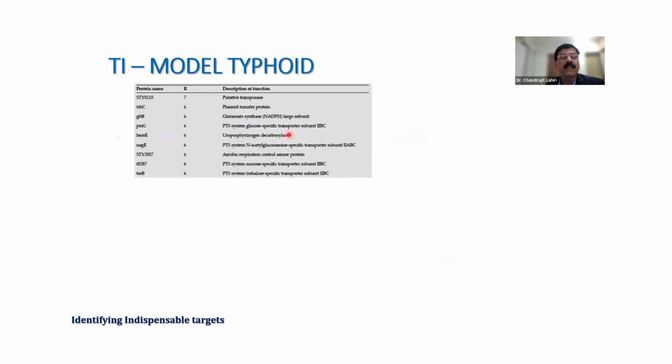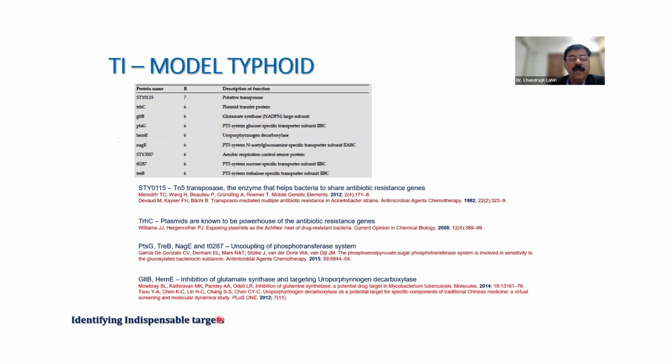And you will be surprised that whatever I've seen, no one has worked on the 7th quadrant protein, putative transposase, while people have slowly started working on the 6th quadrant proteins, plasmid transfer protein or glutamate synthase, the PTS system glucose specific, and these are the types of literature which came up around that time. So you see that this is a Tn5 transposase, STY0115, this one, which helps bacteria to share antibiotic resistance genes. Can you see this? This was also told in my analysis, and it came up in 2012. My publication came up in 2014, around 15, because this was the whole genome.